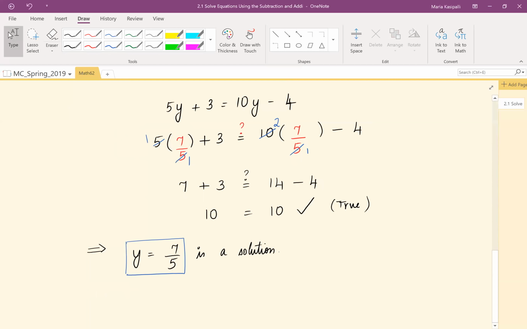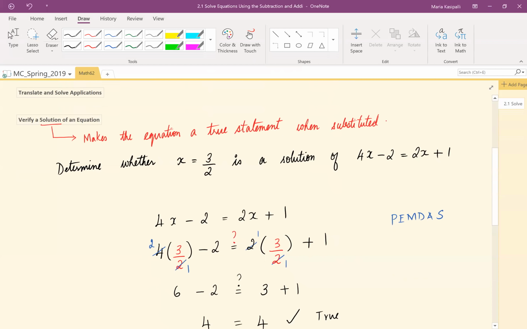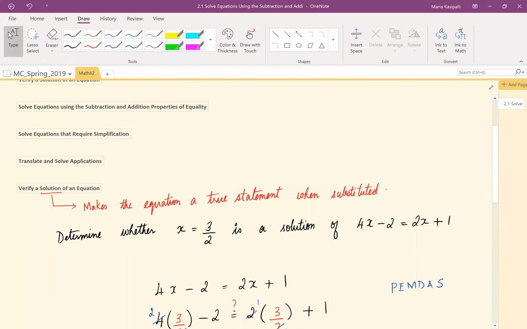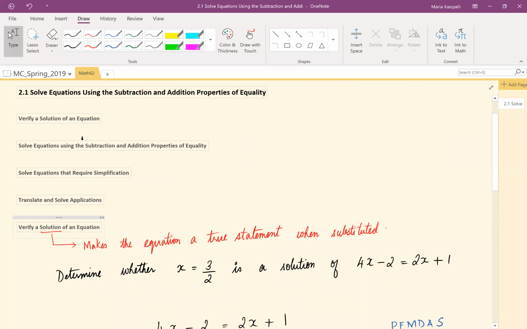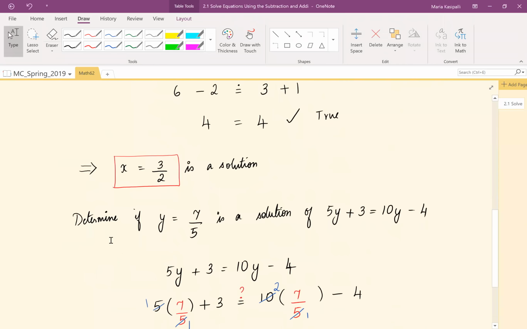Okay, so now we have looked at the first objective, determine. I would like for us to move on to the second objective, which is solve equations using subtraction addition properties. So let me take this down here.